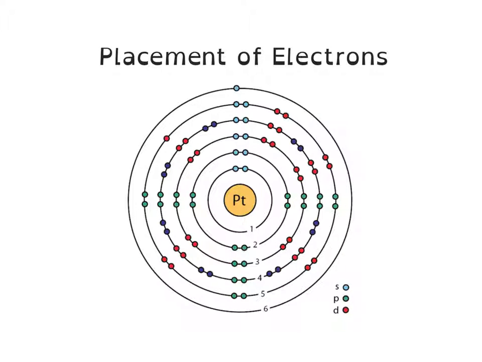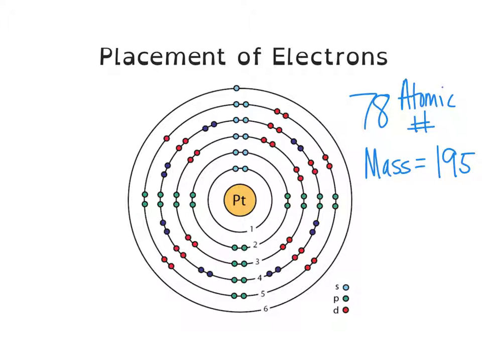This Bohr model is a more elaborate, more fully filled version of platinum. So platinum, if you look on the periodic table, has 78 as its atomic number. We'll go ahead and write that out. Atomic number. And it has a mass for a normal isotope of 195.